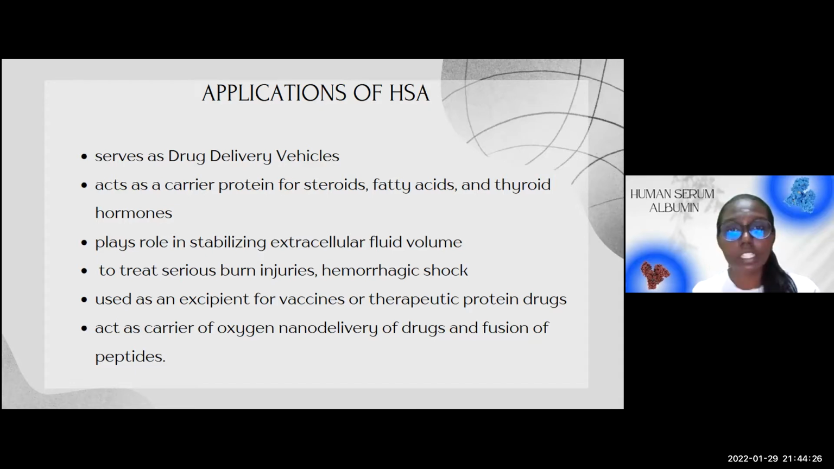Now, I'll pass it to Angeline to conclude our presentation for today on the protein analysis of human serum albumin.